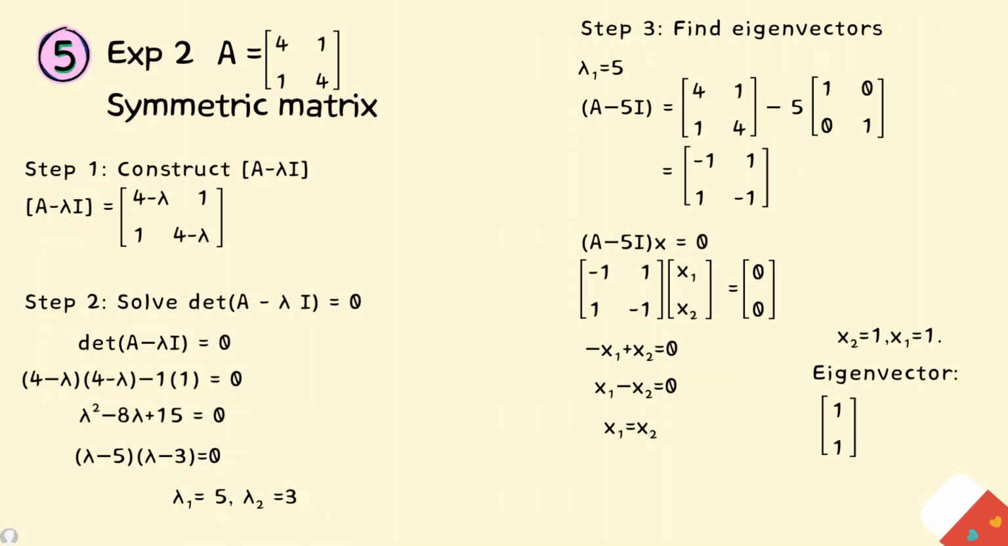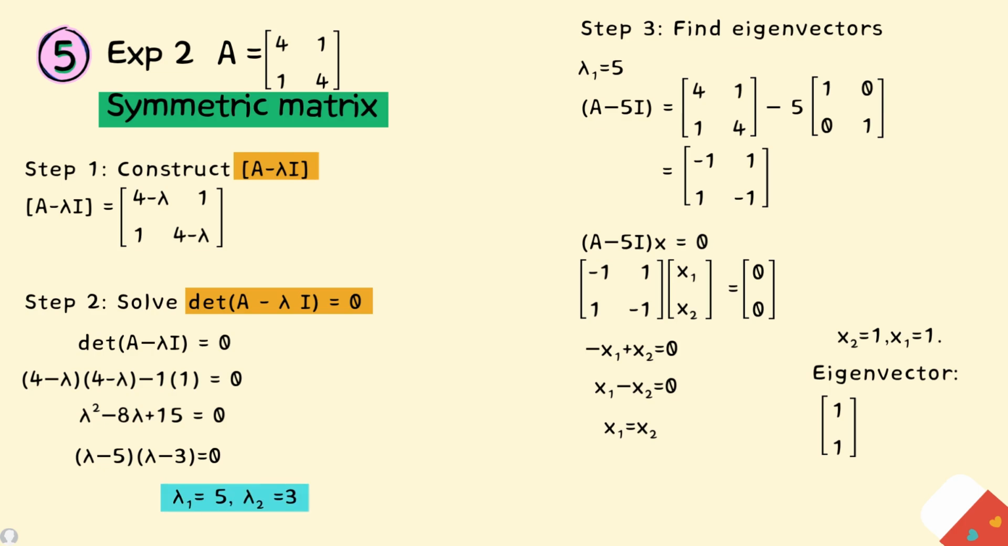Move to example 2 for a symmetric matrix. We let A equal [4, 1; 1, 4]. Step 1, we construct A minus lambda I. Then, step 2, we solve for determinant of A minus lambda I equal to 0. Then, we got eigenvalues lambda 1 equal to 5, lambda 2 equal to 3. Next, we need to find the eigenvectors for lambda equal to 5. From the system of linear equations, we got eigenvector [1, 1] for lambda equal to 5.